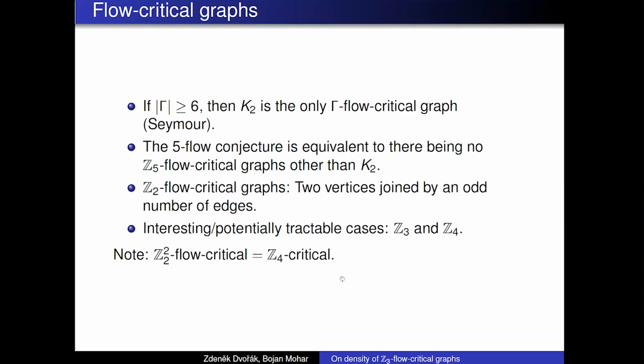And just as a remark, it is known that the existence of a nowhere zero Z2 squared flow is equivalent to the existence of a nowhere zero Z4 flow. So it doesn't matter in this notion which group of size 4 you choose.